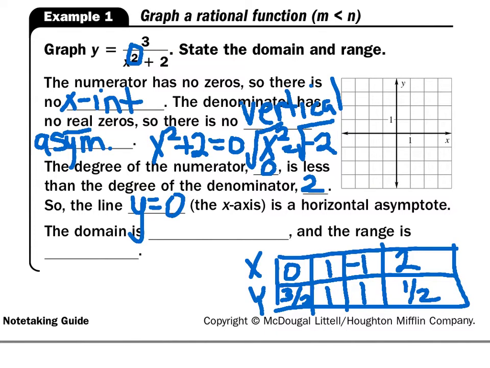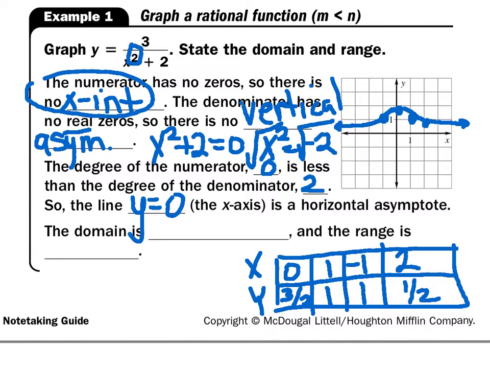Okay, let's graph these. So 0 and 3/2, a little over 1. 1 and 1. Negative 1 and 1. 2 and 1/2. Do you see it coming down? Now, remember that we said there's no x-intercept up here, so we're not going to cross the x line. It's going to be an asymptote. And we're just going to make it a mirror image like that because there are no vertical asymptotes either.